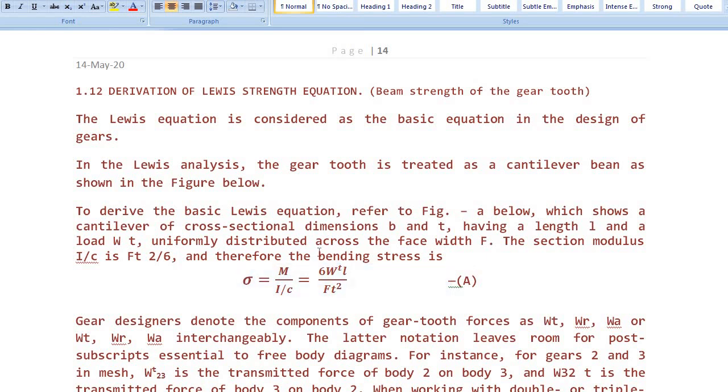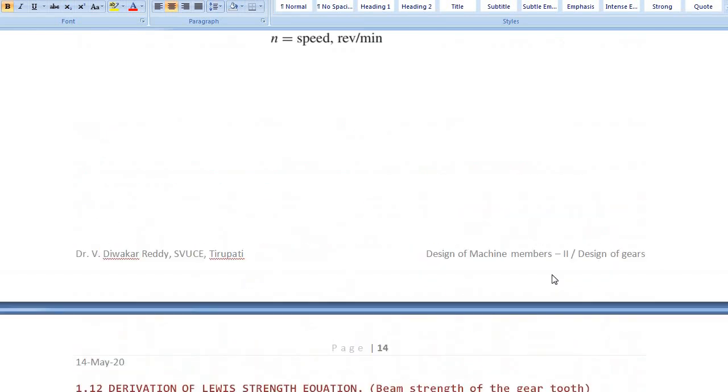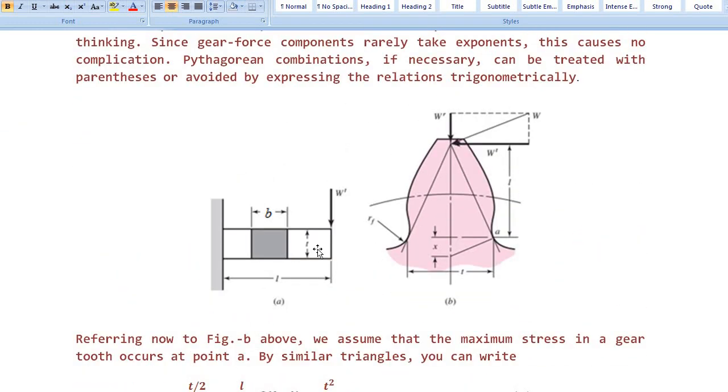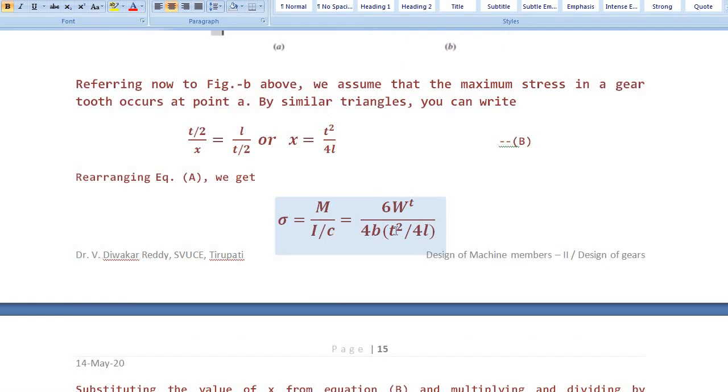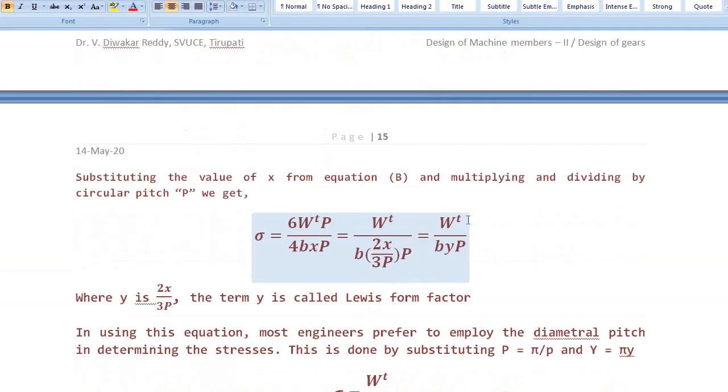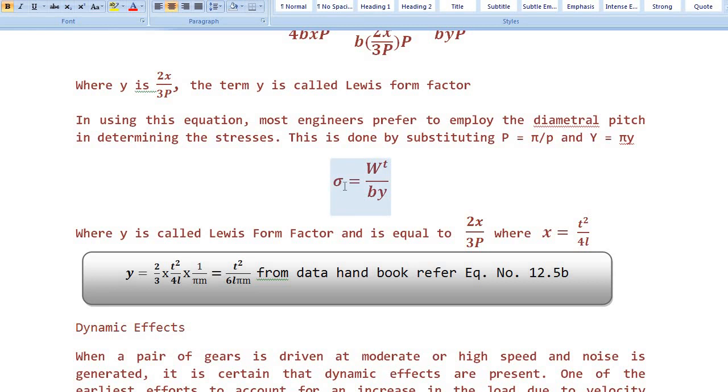Coming back to the derivation of the Lewis equation, the Lewis equation is what we call the beam strength of the gear tooth. We assume this particular tooth as a cantilever beam, with Wt as the force acting at the free end of the cantilever beam, and b is the width, and the section is considered as a triangular cross section. If you proceed with the bending stress equation, we get sigma b, the bending stress, equal to tangential load by b into y, where b is the face width of the gear and y is the Lewis form factor.